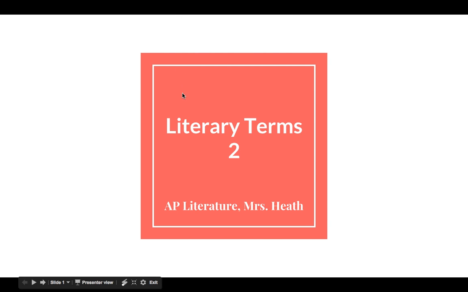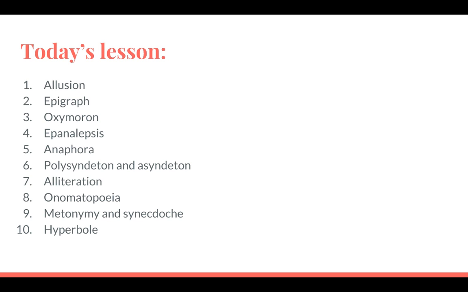Hi everyone, today we're going to be going over our second set of literary terms. These are ones that will start coming up in class soon. The 10 that we're going to go over today are allusion, epigraph, oxymoron, epanalepsis, anaphora, polysyndeton and asyndeton, alliteration, onomatopoeia, metonymy and synecdoche, and hyperbole.